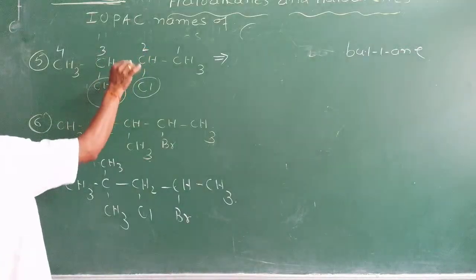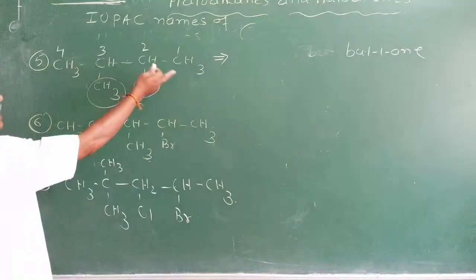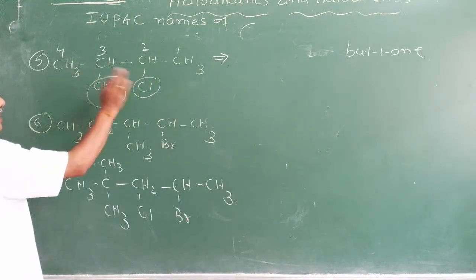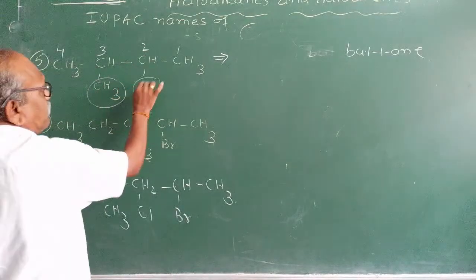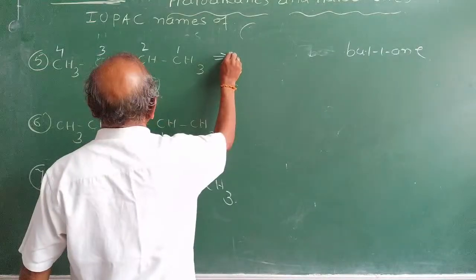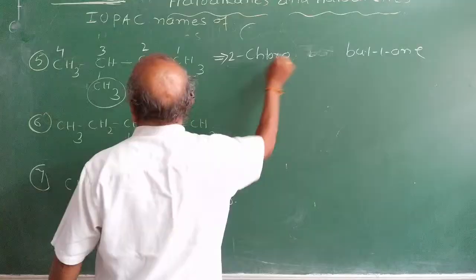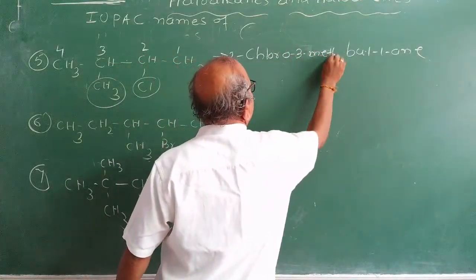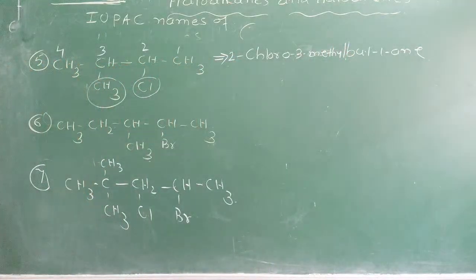In case of symmetric, which one alphabetically comes first? You have to give the numbering, because here also you will get the same number. Here also you will get the same number. Such molecules are called symmetric molecules. You start numbering from here. Therefore, you should pronounce 2-chloro, then 3-methyl butane.